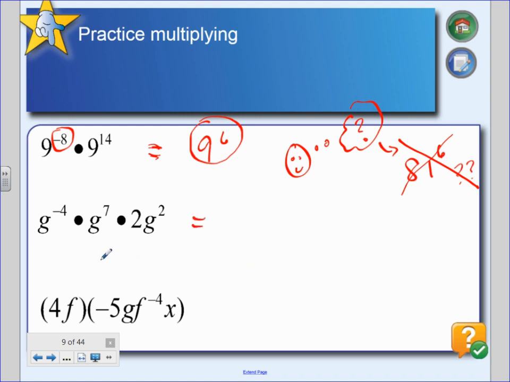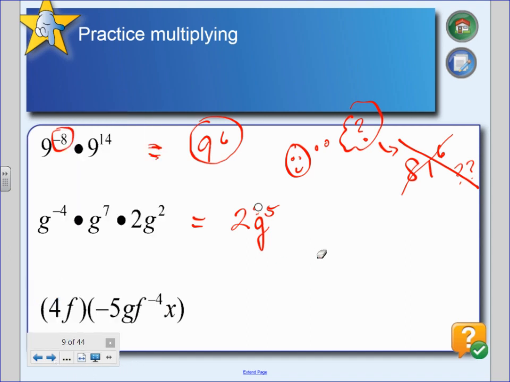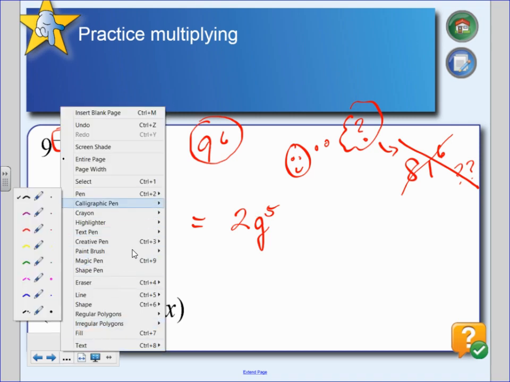What about these g's? I've got 2 times g to the 1, 2, 3, 4, 5, 6, 7, 8, 9 minus 4 should give me 5. It's going to be 2g to the 5 power. Let me get out the eraser. Correct that one. So you should have gotten 2 times g to the 5th for that answer there.